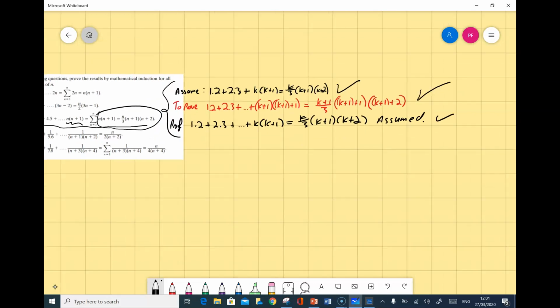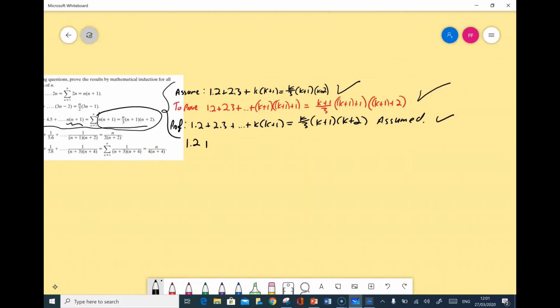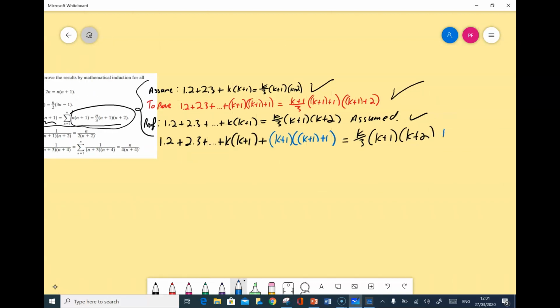Okay, so next part of our proof is we take our assumption and we add on the next term. And the next term after when n is k is when n is k plus 1. So we're adding on k plus 1 times k plus 1 plus 1. But if I add that on to the left of my assumption, I have to add it on to the right of my assumption. So this is the right of my assumption, and I have to add on the blue bit to make my equation still balance. K plus 1 times k plus 1 plus 1.